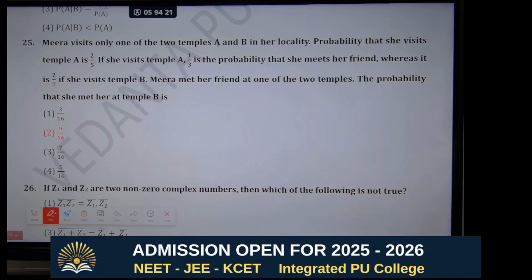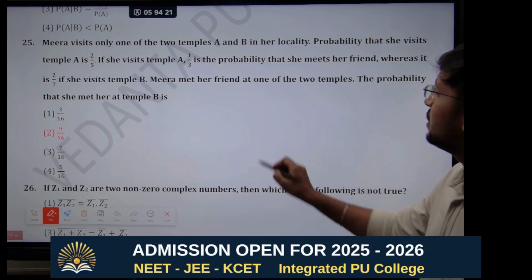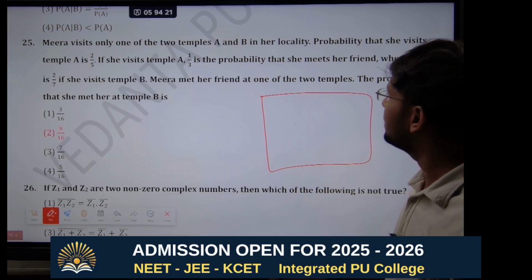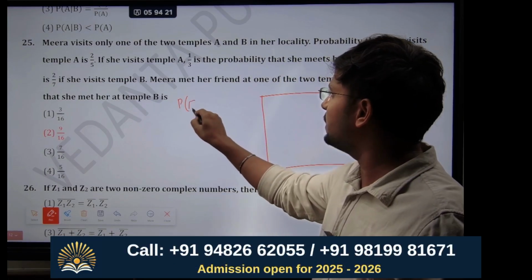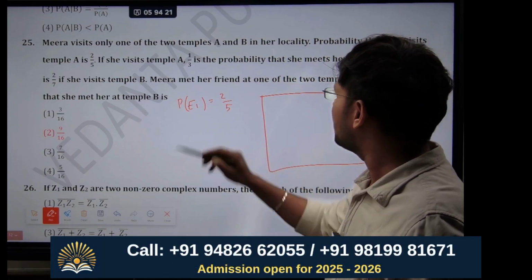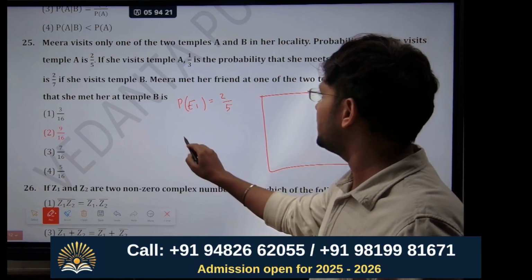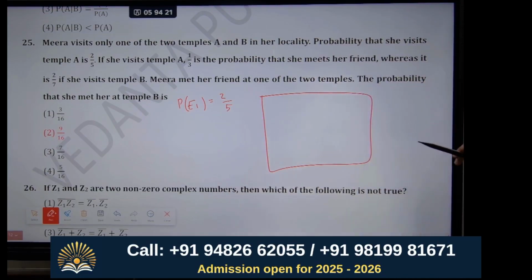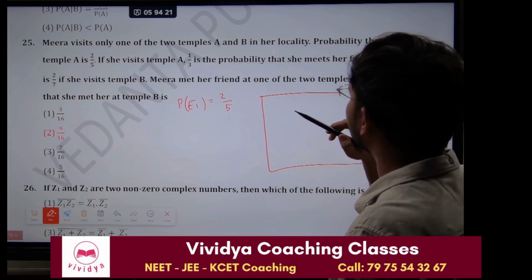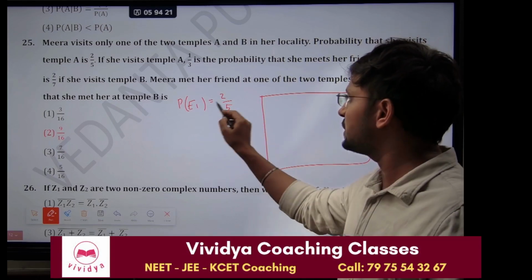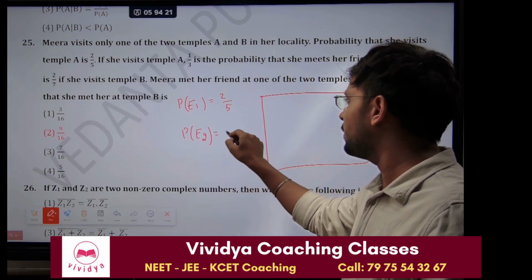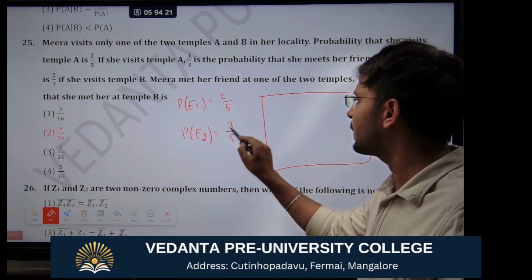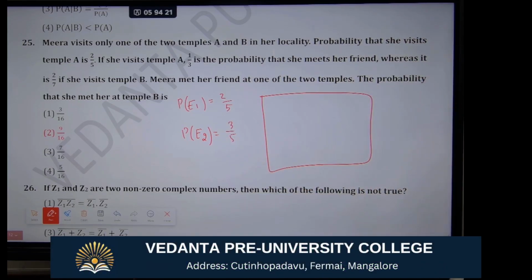Now see this. Question number 25. Meera visits two temples A and B. The probability that she visits temple A, let's say event E1, is 2 by 5. Meera visits only one temple of the two. So if 2 by 5 is the probability of going to A, what will be the probability of going to B? It will obviously be 1 minus 2 by 5, which is 3 by 5, because she has to visit one of the temples. So the sum of both probabilities will be 1.